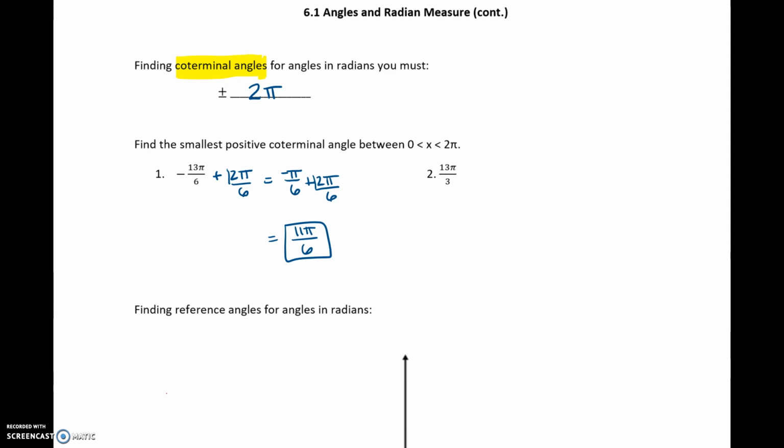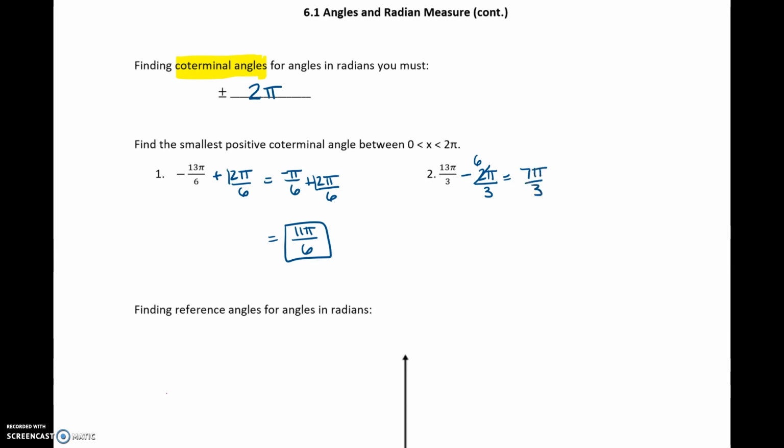If I take a look, 13 over 3, if I said how many times does 3 go into 13, it goes a little bit more than 4 times. So that's larger than 2 pi. So I want to make it smaller, so I'm going to subtract 2 pi. Again, if I subtract, I have to get a common denominator. In this case, my common denominator is a 3. So that 2 is going to become a 6. So 13 minus 6 is going to give me 7 pi over 3.